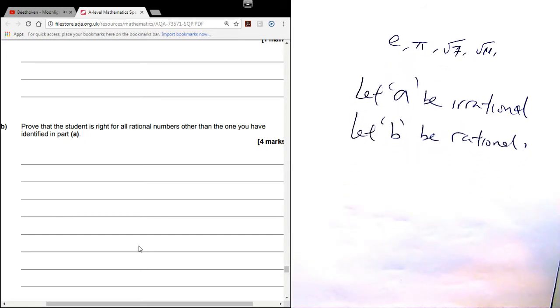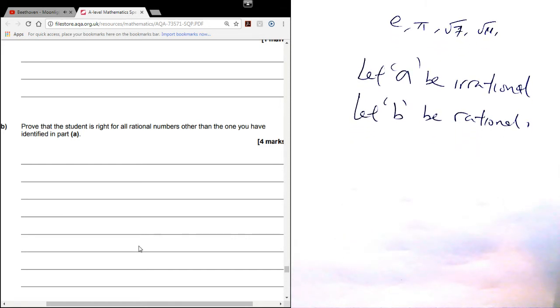Numbers that cannot be written as a fraction. Most people think that pi is 22 over 7, but it's not. You can Google it. Pi is not exactly 22 over 7. It's just a close approximation. Pi is an unending decimal number.